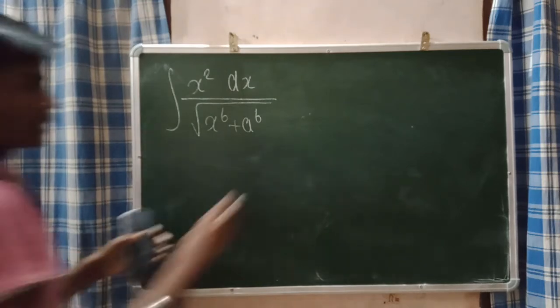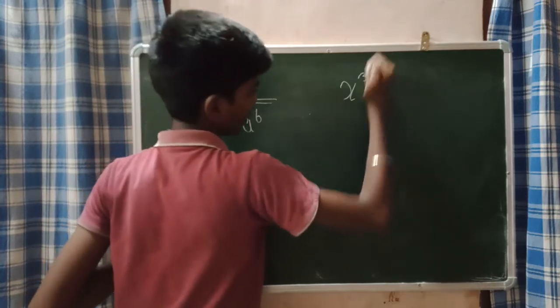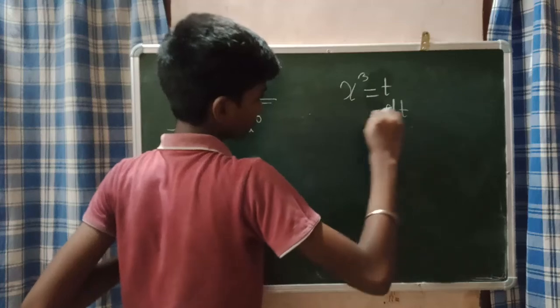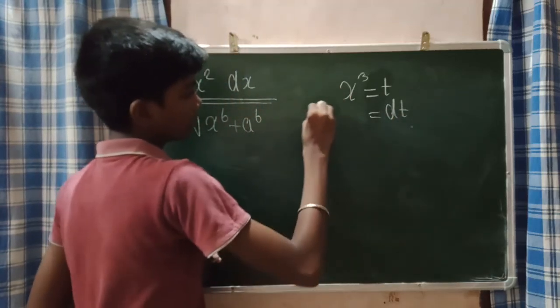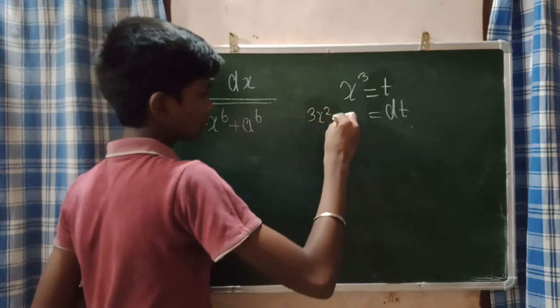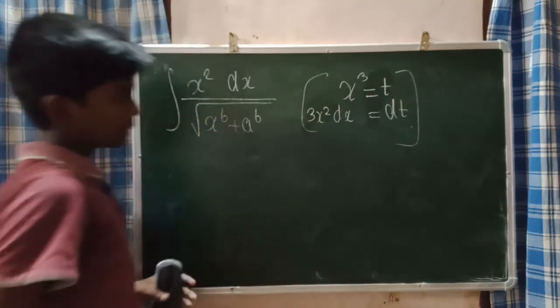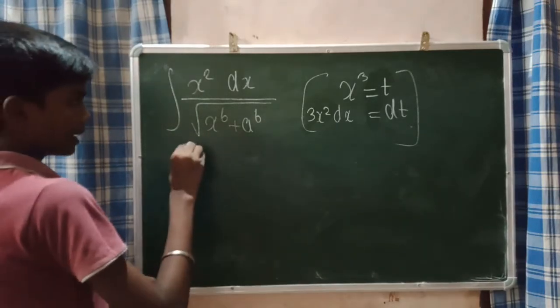Here I am going to take x cube as t. Then differentiation of x cube will be 3x square dx, which will be your dt. If you take x cube as t, then your dt will be 3x square dx. Now use the substitution here.